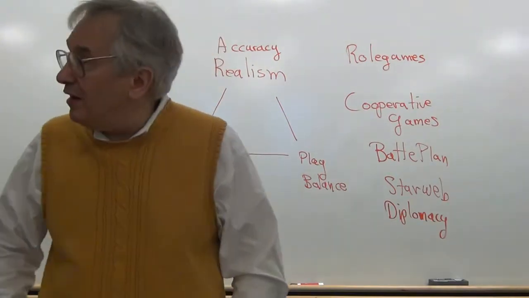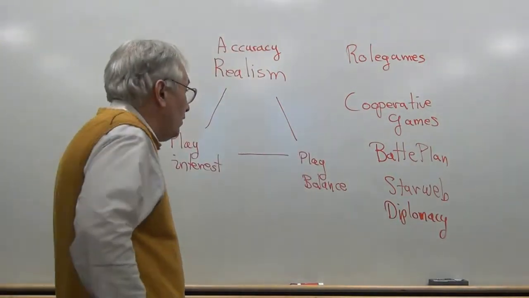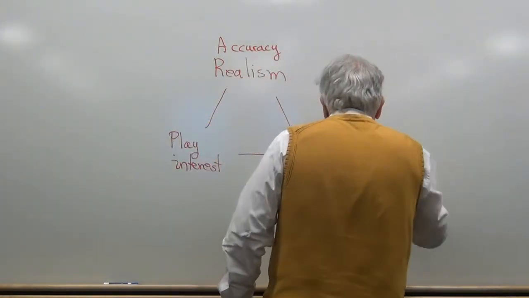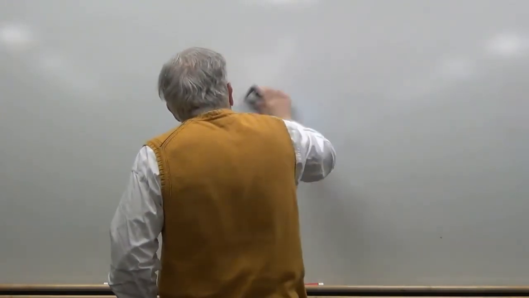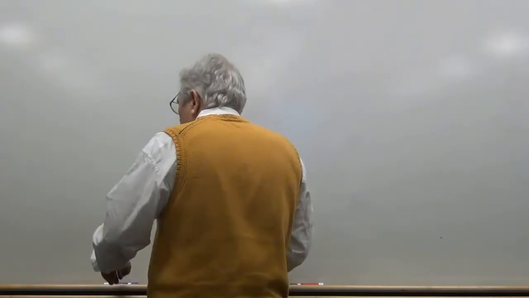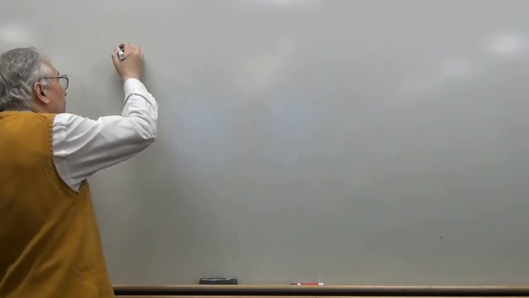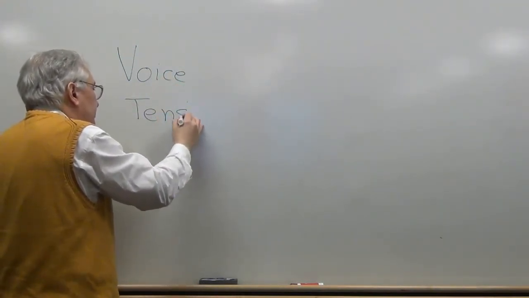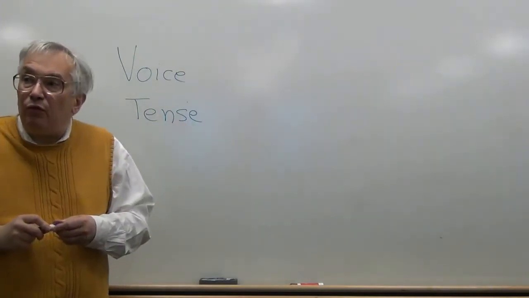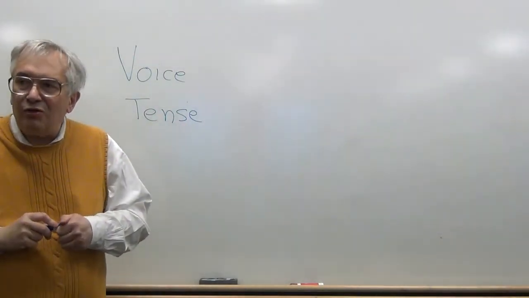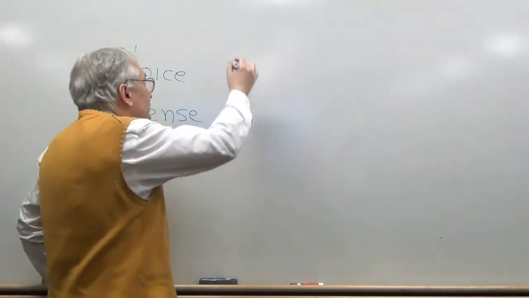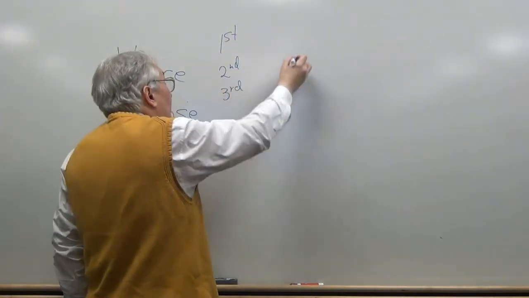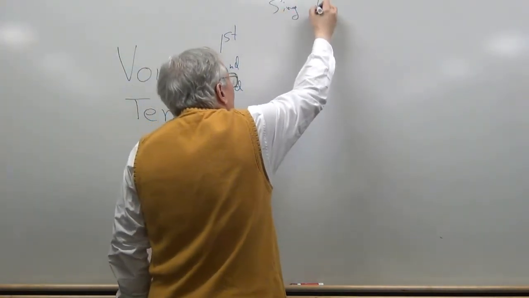One could go on more, but I have other things to discuss. And one of the other things I am going to discuss is actually an English literature idea, and the two pieces are called voice and tense. By voice, I'm referring to first person, second person, third person, and then there's singular and plural.